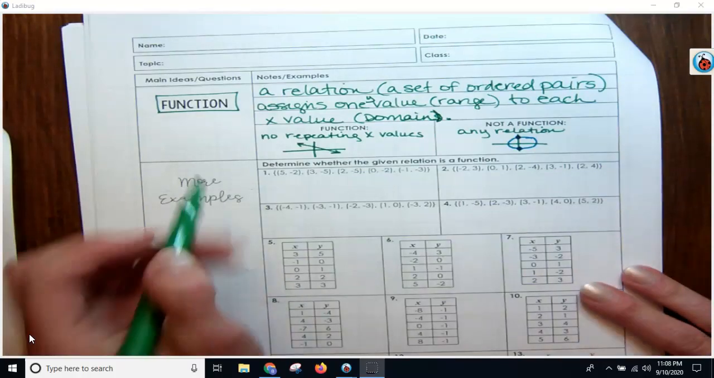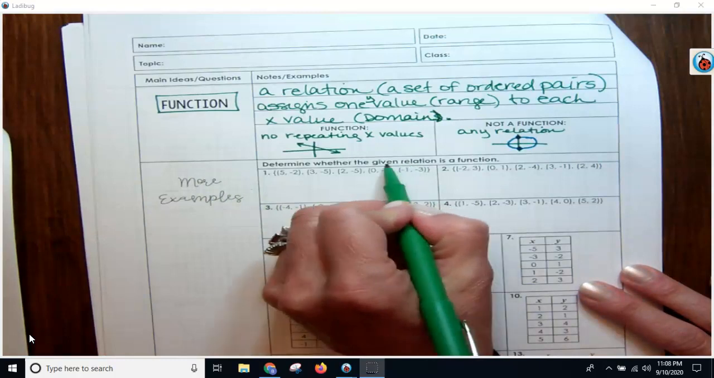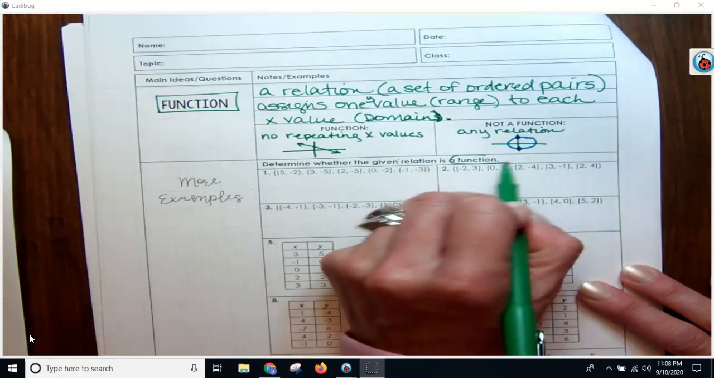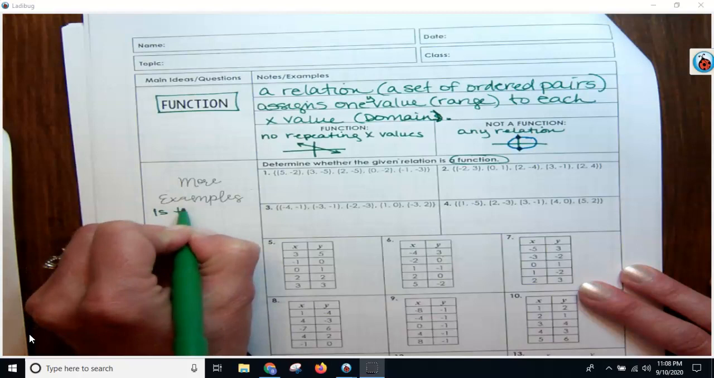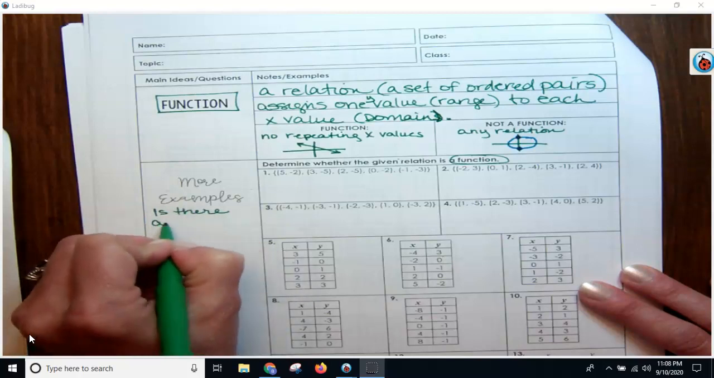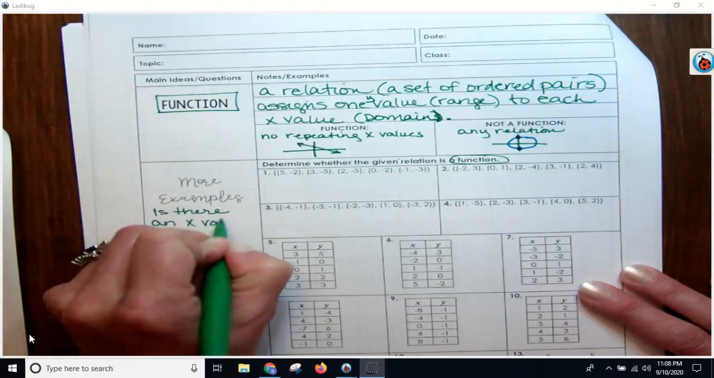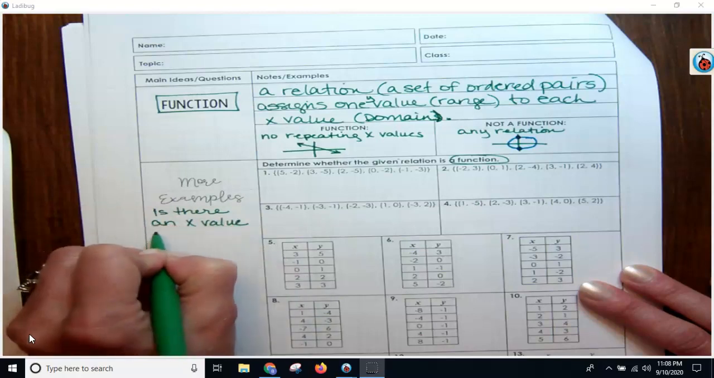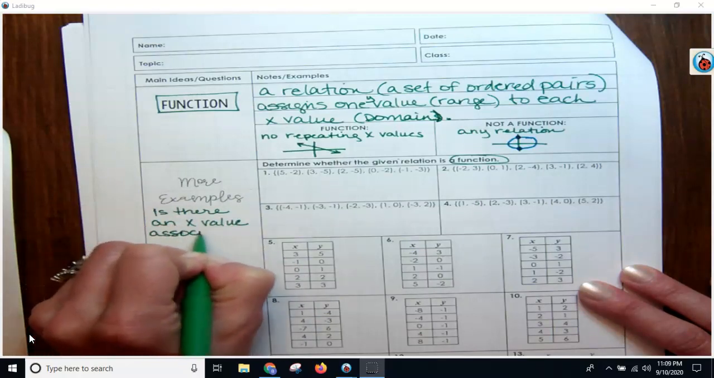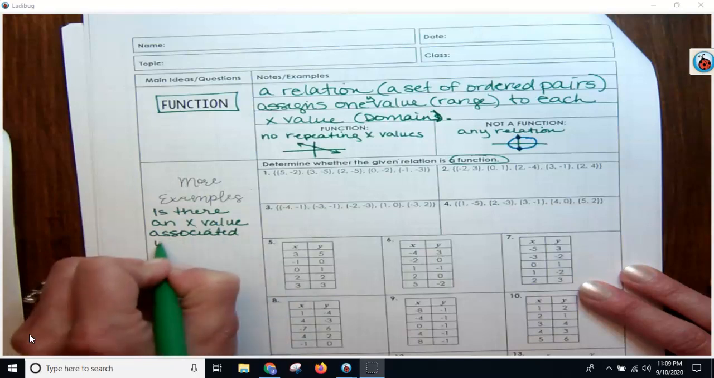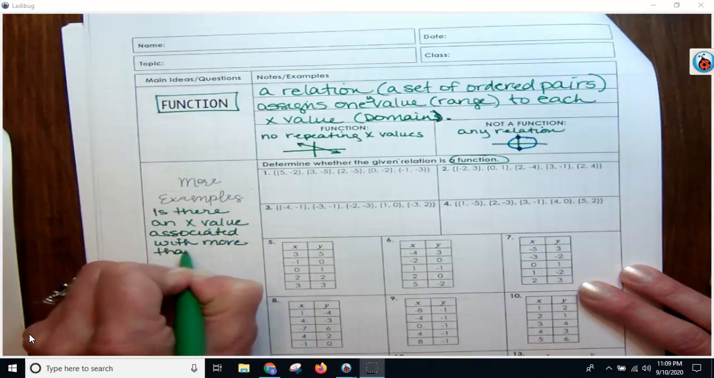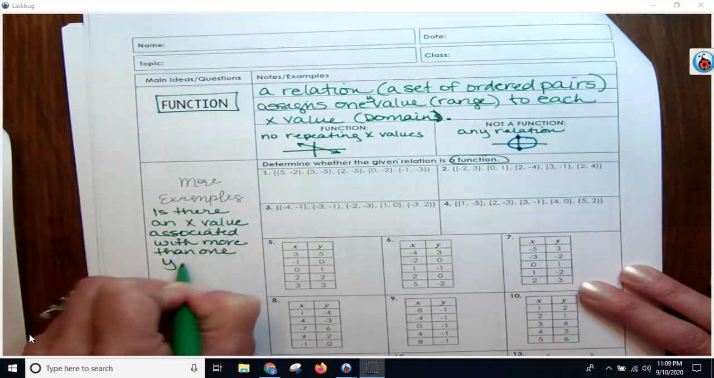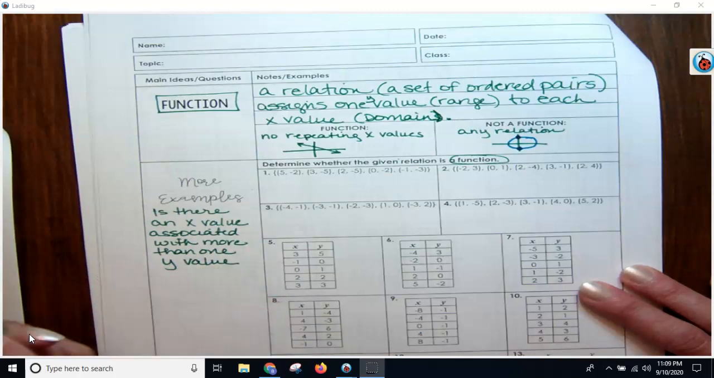So in this situation, to determine whether a given relation is a function, what we're looking for is: is there an x value associated with more than one y value? And we're going to look at that like this.